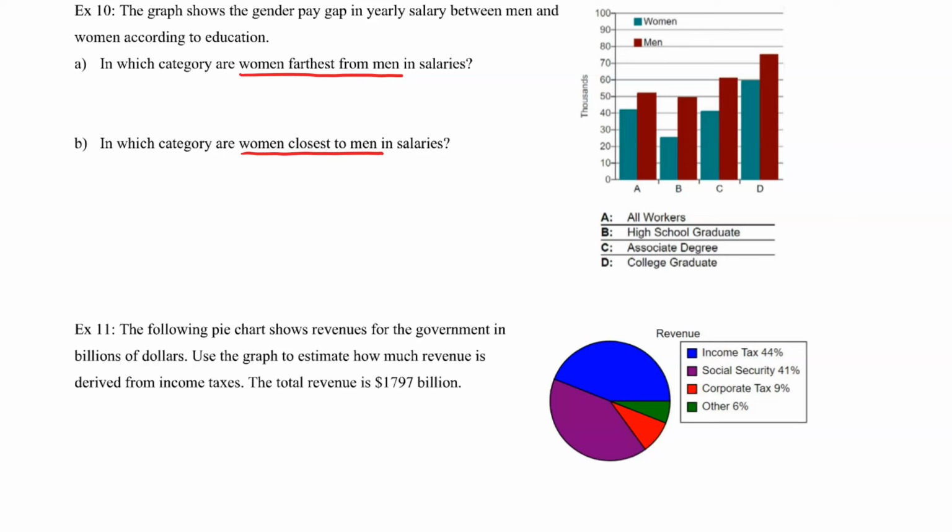And so we notice we have our different categories, A, B, C, and D in the graph, and they're listed underneath. And then we have our bars for this graph color-coded. The blue is women and the maroon is men. So for part A, just looking at which category are women the farthest? So we're just comparing those bars and looking at what's the biggest gap? Where's the biggest difference? And so it looks like the biggest difference would be in the 2 bars for part B. And if we look down underneath at the key, part B is high school graduates.